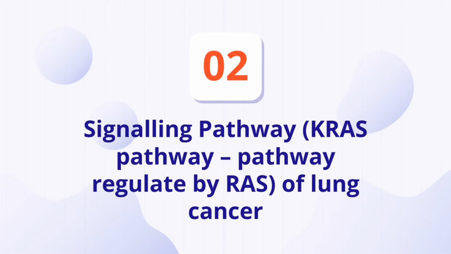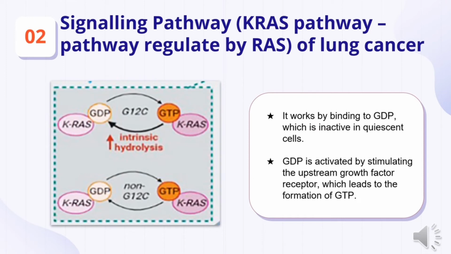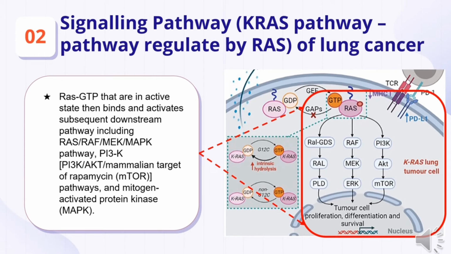Now, let's move on to the signaling pathway. In the signaling pathway, the RAS gene that encodes a G protein is essential in signal transduction pathways, which control cell specialization, proliferation, and viability. It works by binding to GDP, which is inactive in quiescent cells. GDP is activated by stimulating the upstream growth factor receptors, which leads to the formation of GTP. RAS-GTP, which is in an active state, then binds and activates subsequent downstream pathways, including RAF, MEK, PI3K, and mitogen-activated protein kinase (MAPK) pathways.